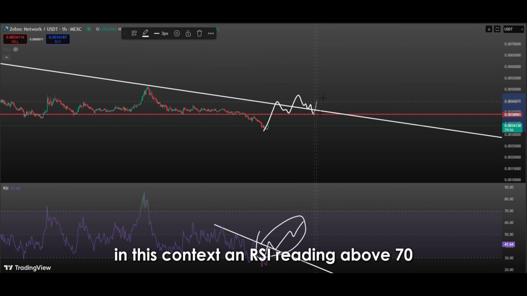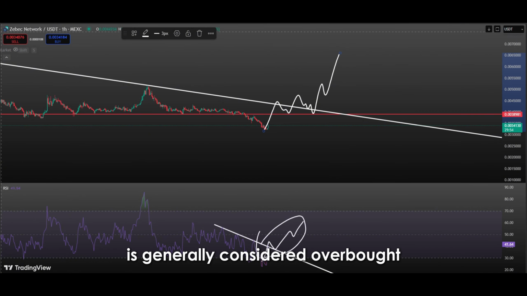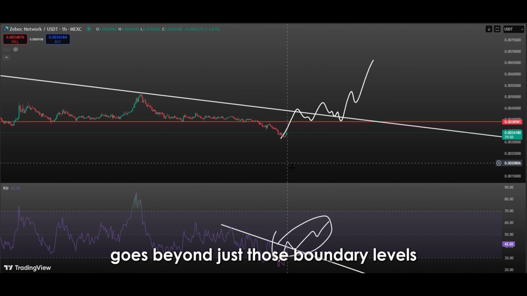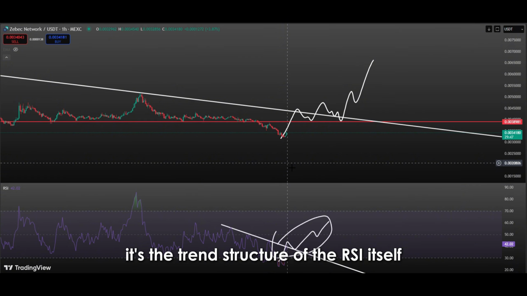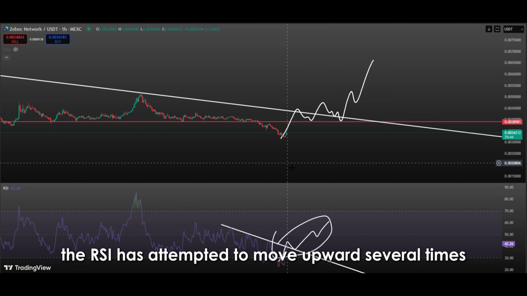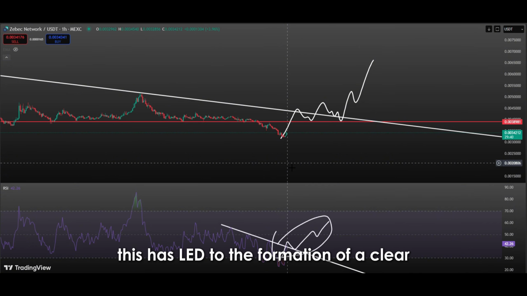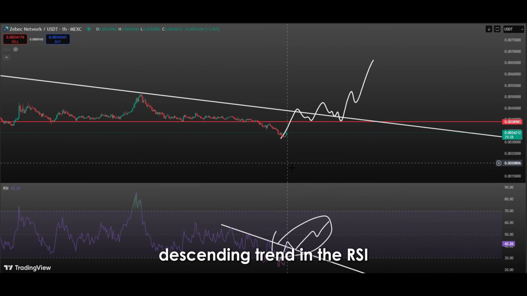RSI is an important oscillator used to measure whether the price has reached overbought or oversold levels. In this context, an RSI reading above 70 is generally considered overbought, while a reading below 30 is considered oversold. But what we are focusing on here goes beyond just those boundary levels. It's the trend structure of the RSI itself. Based on the current technical setup, the RSI has attempted to move upward several times, but has pulled back each time, failing to surpass the previous high.